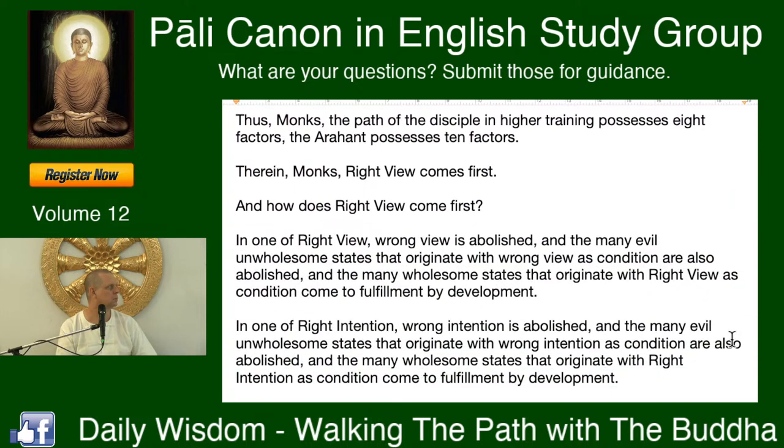In one of right wisdom, right liberation comes into being. Thus, monks, the path of the disciple in higher training possesses 8 factors. The arahant possesses 10 factors. Therein, monks, right view comes first. And how does right view come first? In one of right view, wrong view is abolished, and the many evil unwholesome states that originate with wrong view as condition are also abolished. And the many wholesome states that originate with right view as condition come to fulfillment by development.